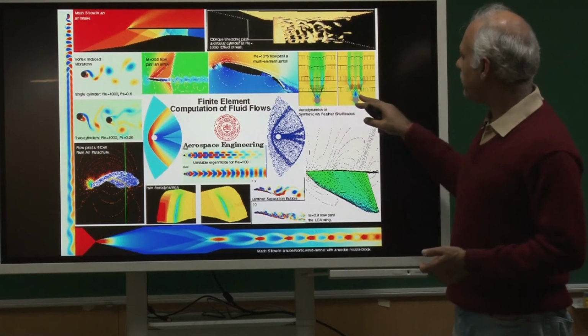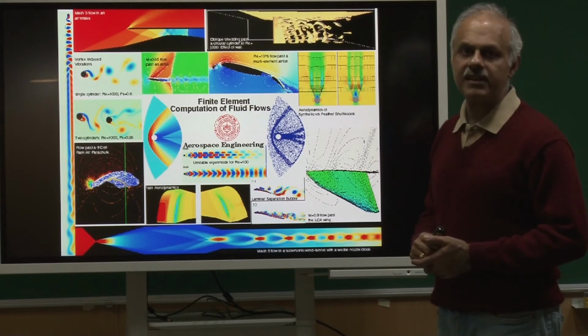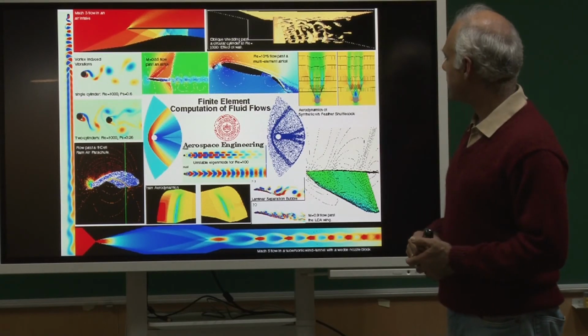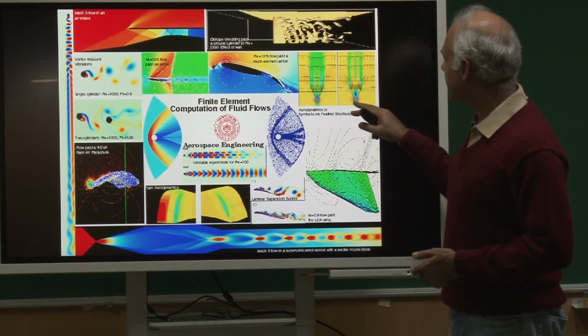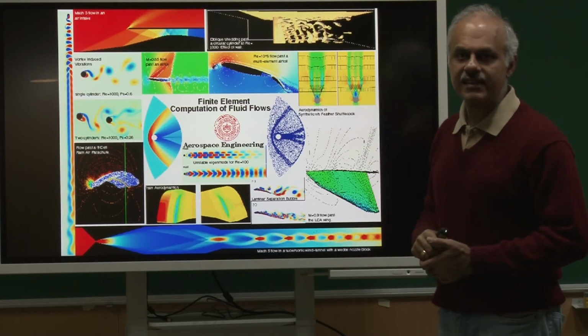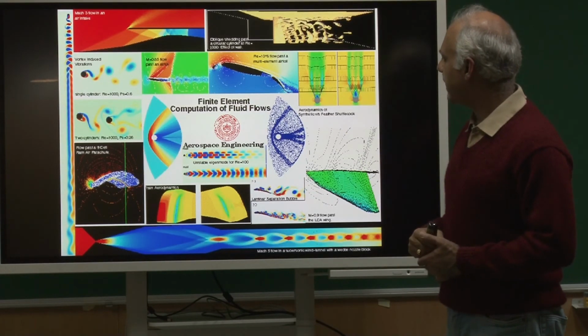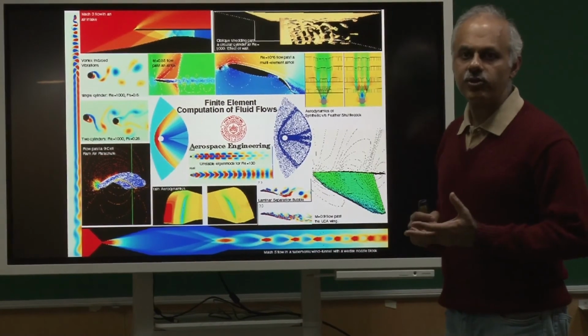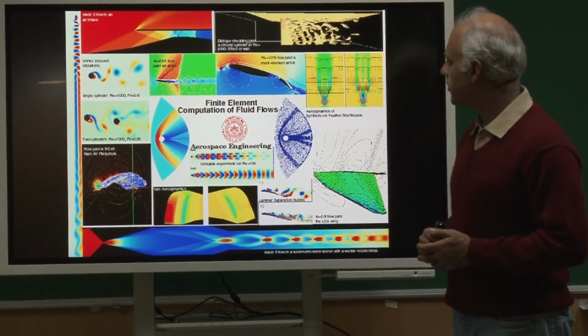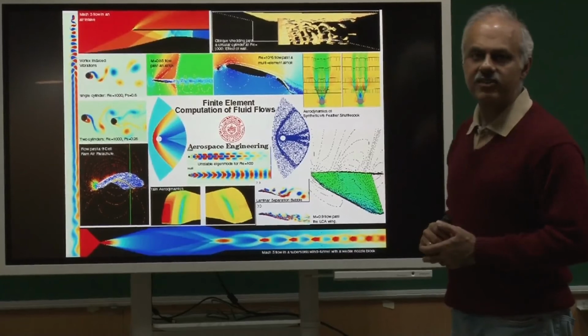This is a picture of flow past badminton shuttlecocks. This one is a duck feather shuttle, and this one here is a synthetic shuttle, and we are interested in finding out how different the flows are which cause different trajectories of these shuttlecocks.